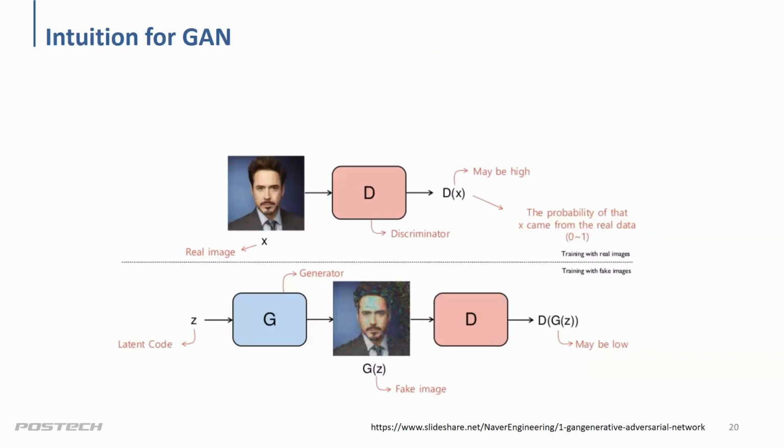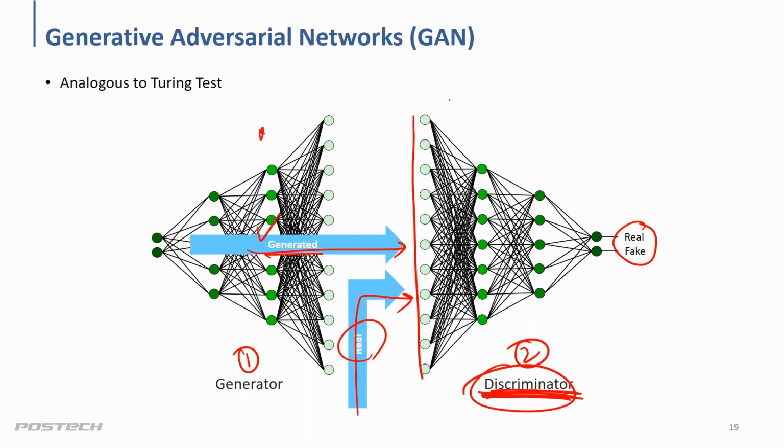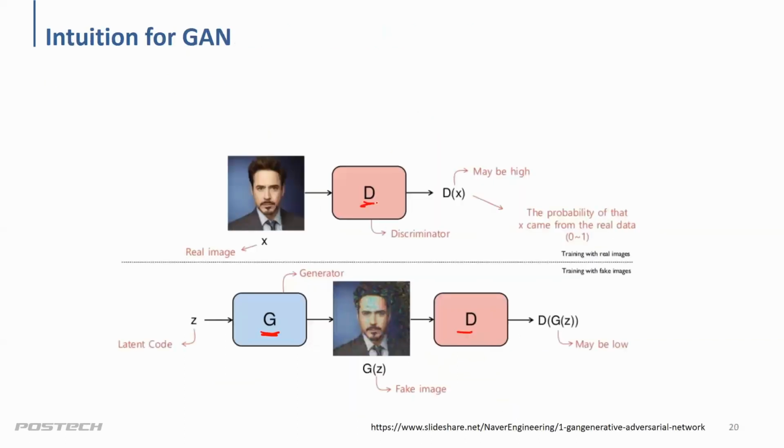So let's think about the intuition. We have the generator and the discriminator. We have one discriminator, but it can take inputs from the generator or from the real data set. That's why it looks like we have two. Say we have the real image, and from the latent space, passing through the generator, we get an image which is a generated one, a fake image.